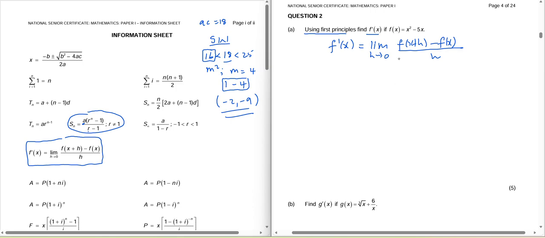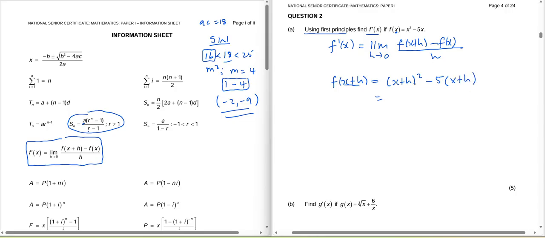Now, do I have everything that I need to implement this formula? Yes, I have f of x, but I don't have f of x plus h. Now, how can I create f of x plus h when I have f of x? To create f of x plus h, I need to make sure that where there is x, I'm replacing it with x plus h. That is the change that needs to happen. So where there is x, I'm replacing with x plus h, and then where there is x, I'm replacing with x plus h.